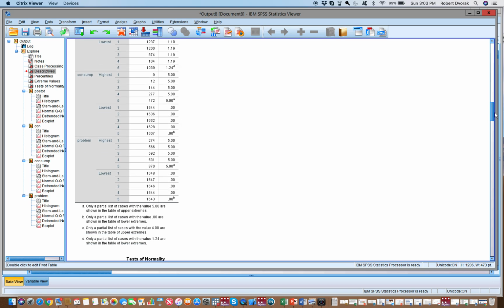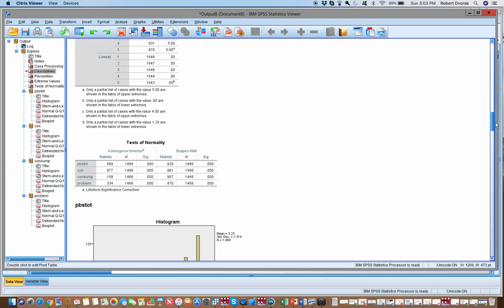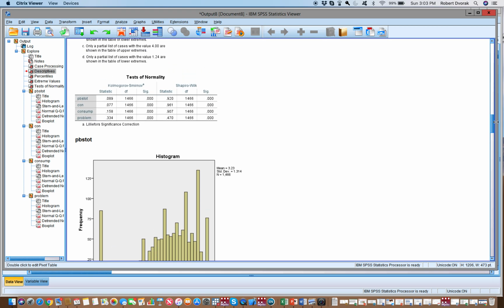So if we scroll down here, we have for problems, 5 being the most problems, and then of course 0 being the least. And then if we continue working our way down, we get to tests of normality. With ANOVA, you get a Levene's test, or something along those lines, or regression. These are not Levene's tests. This is just a straight test of normality of our data, and you can see every one of these suggests that our data is not normally distributed.